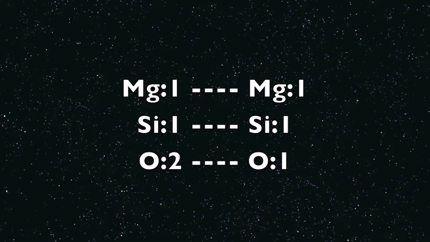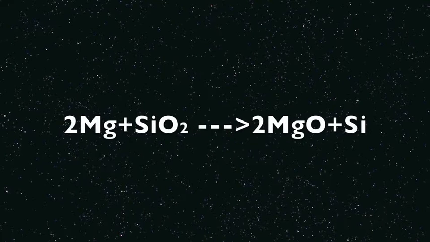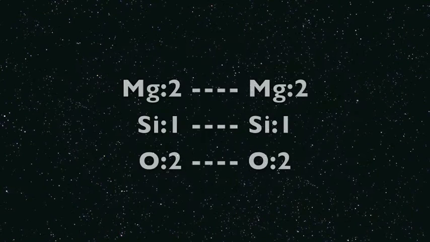We need to use coefficients in order to balance this equation. In order to have enough oxygens, we have to place a 2 in front of the oxygen on the product side. But now we have too many magnesium, so we have to place a 2 in front of magnesium on the reactant side as well in order to properly balance the equation. In our final product, there's 2 magnesiums, 1 silicon, and 2 oxygens on either side of the equation, so we've successfully balanced it.